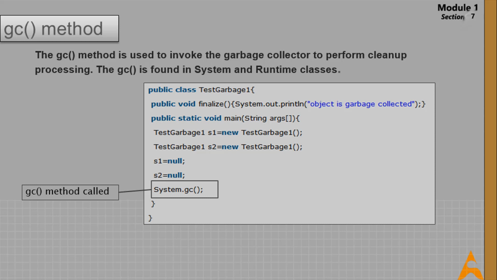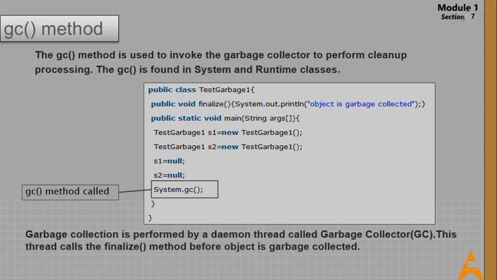If you don't run the gc method, the JVM does it for you automatically. Write down the program. Things to be noted down: garbage collection is performed by a daemon thread called garbage collector, GC. This thread calls the finalize method before the object is garbage collected.